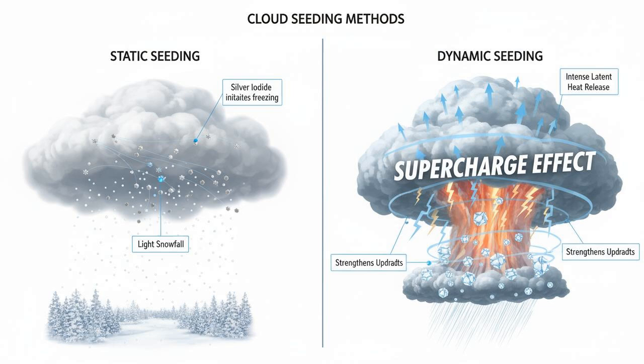powerful. When supercooled water freezes, it releases a small amount of heat, called latent heat. Dynamic seeding dumps a large amount of seeding material into the cloud to cause a lot of freezing all at once. This release of heat makes the air inside the cloud warmer and more buoyant, strengthening the updrafts. Stronger updrafts suck more moisture up from below, causing the cloud to grow taller and process more water, leading to heavier rainfall. It's a more complex and less predictable method, a bit like trying to supercharge a storm.